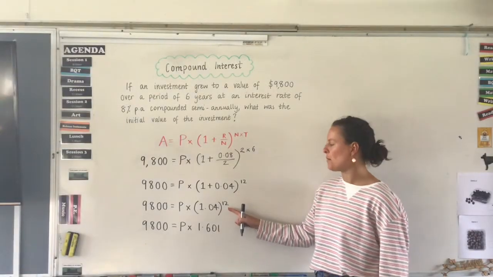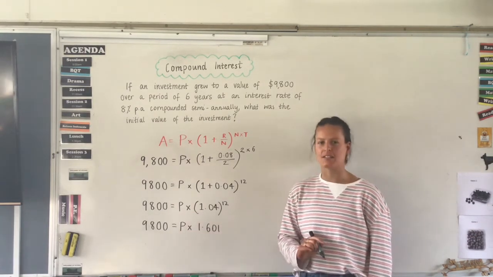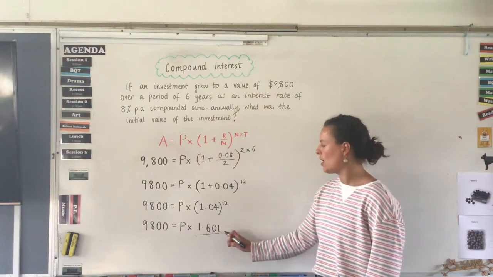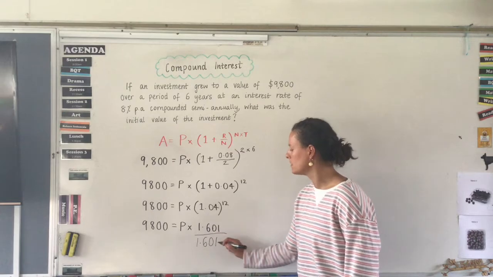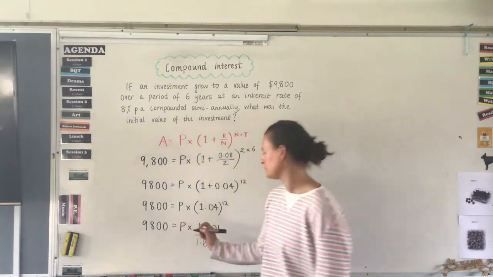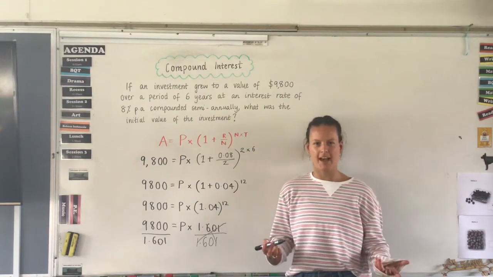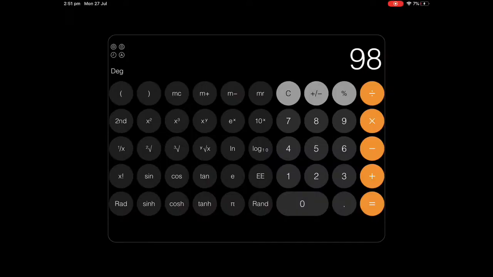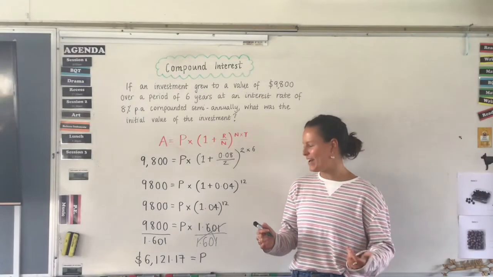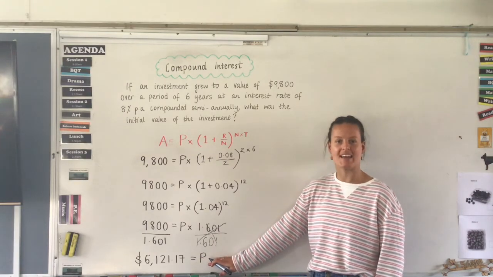Using my calculator, I worked out that 1.04 to the power of 12 is 1.601. We still need to try to get P out of this equation. So what I do is I divide by 1.601. And what I do on this side of the equation, I must do on this side of the equation. Now this one simply cancels itself out, and then I just need to work out on my calculator what 9,800 divided by 1.601 equals. And there you have it, $6,121.17 equals my principal starting amount.